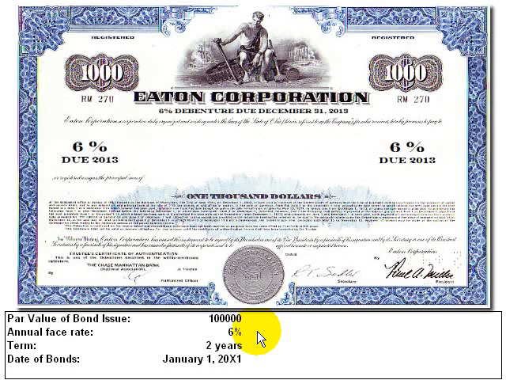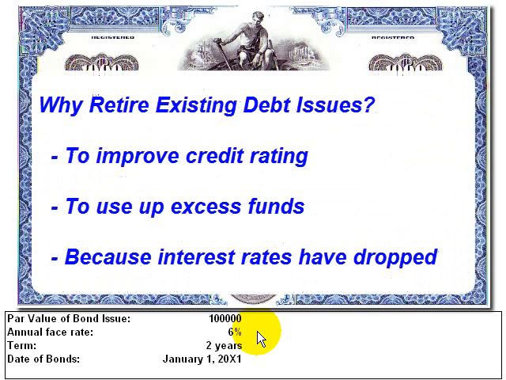The corporation might want to retire the bond issue before its maturity date simply because it doesn't need the money anymore. More likely, the corporation is going to retire a bond issue early because interest rates in general have fallen. And by doing so, the corporation is able to replace the old bond issue with a high interest rate with a new bond issue that carries a lower interest rate and achieve some savings in the process.